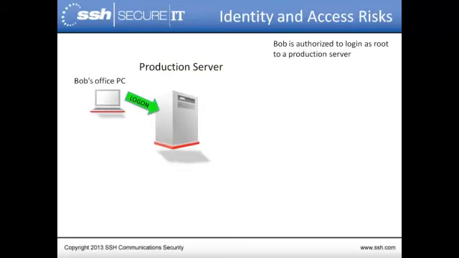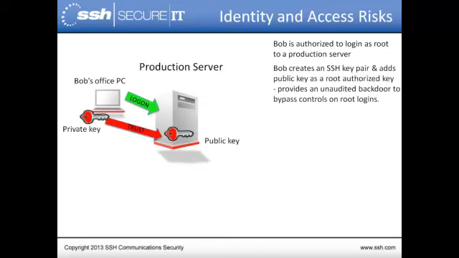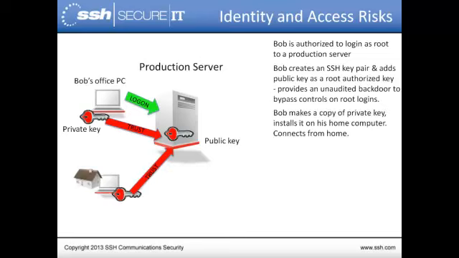So here's a scenario where Bob is authorized to log in as root to a production server. Bob's the administrator of that server, and so he creates a key pair and adds the public key as root. But in this case, because he already has authorization, he can create a second key pair under his root account with root privileges and install a second public key to that production server. He makes a copy of that private key and moves it to his personal workstation, so that it gives him the ability to log in and do some work from home or from a different workstation.